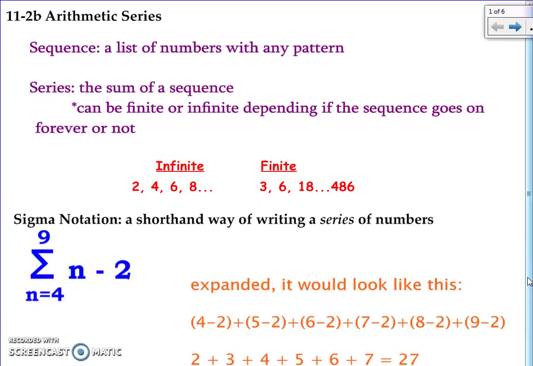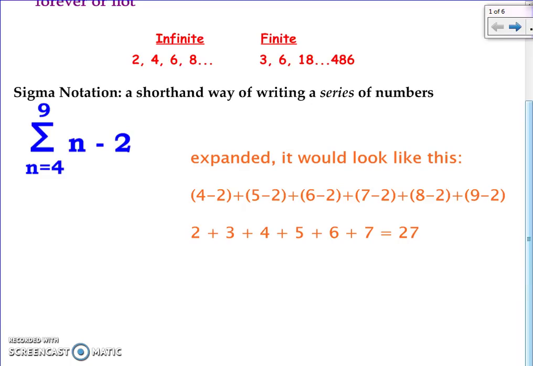Okay, so looking on the left here, this right here is sigma. We have the starting number and we have the ending number, and these numbers in between 4 and 9 go into the formula. Okay, so over here I've written out the work for this. So the formula is n minus 2.